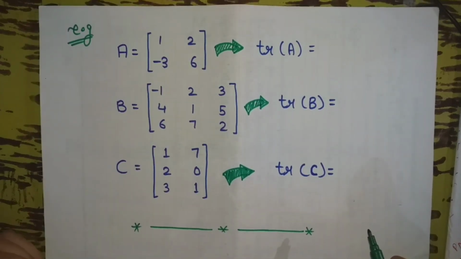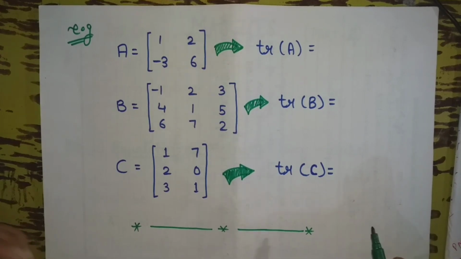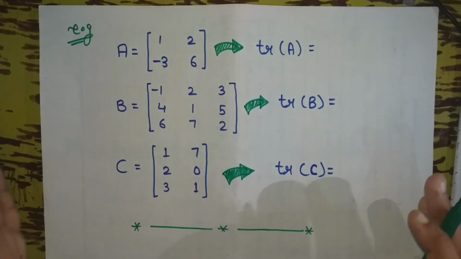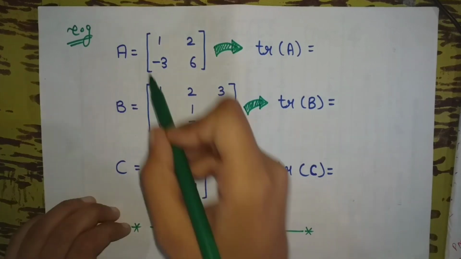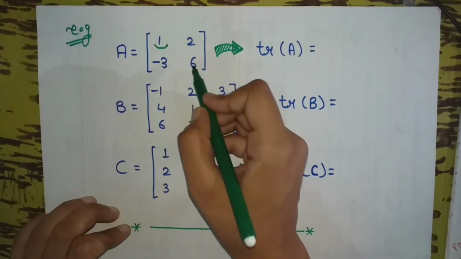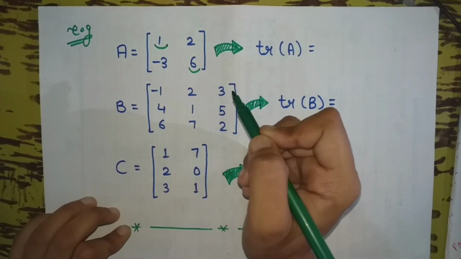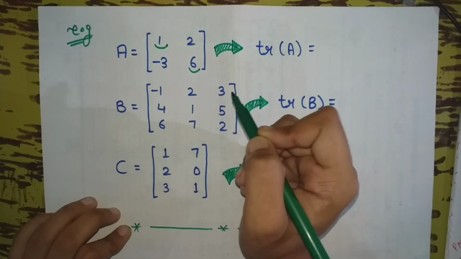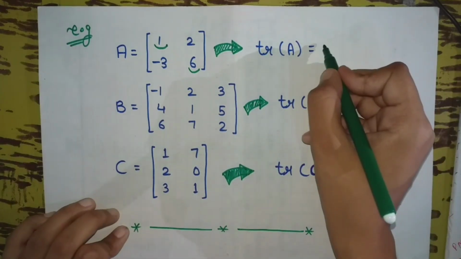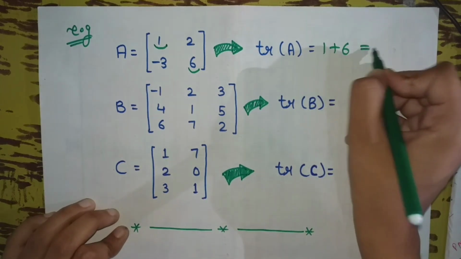Now let's try to find the trace of some matrices, as trace is nothing more than the sum of diagonal elements. So see the diagonal elements first. Here 1 and 6 are the diagonal elements of A. So trace of A is 1 plus 6, which is 7.